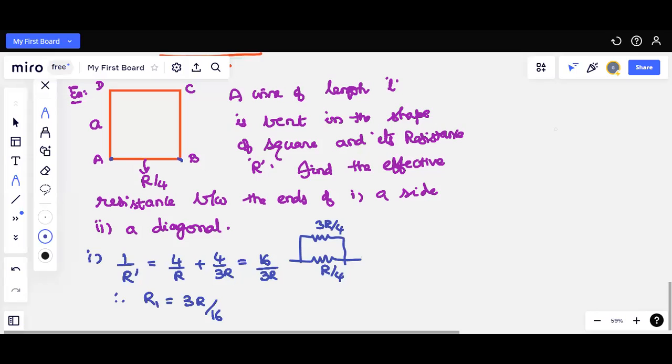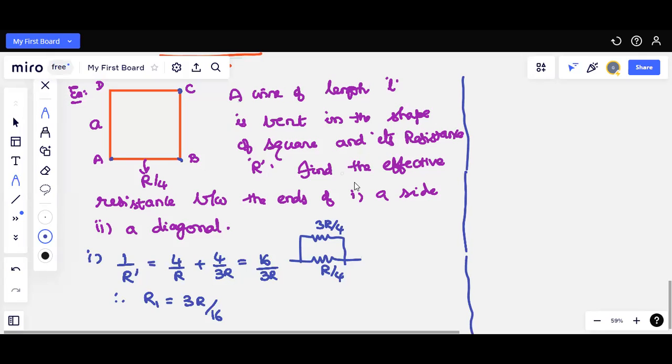This is across the ends of a side. Across the ends of a diagonal, be careful. R by 4. Is it correct, Srinidhi Priya? R by 4 plus R by 4, 2R by 4. Yes, yes, yes.